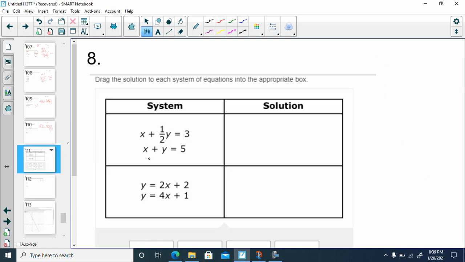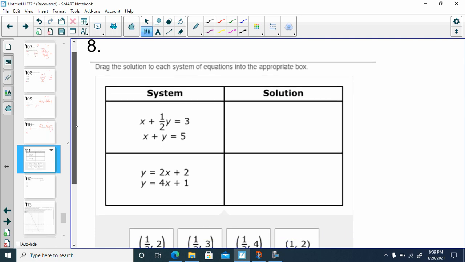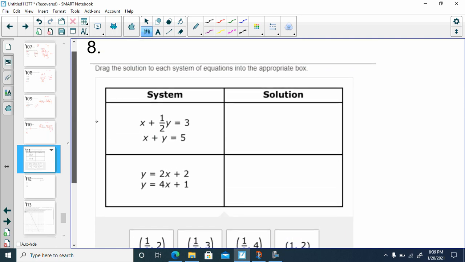Let's go to the next one, number 8. Drag the solution to each system of equations into the appropriate box. Okay, so I need to solve this one. Okay, neither one of these says x is equal to or y is equal to, so let's come over here and see what we can do to eliminate a variable.